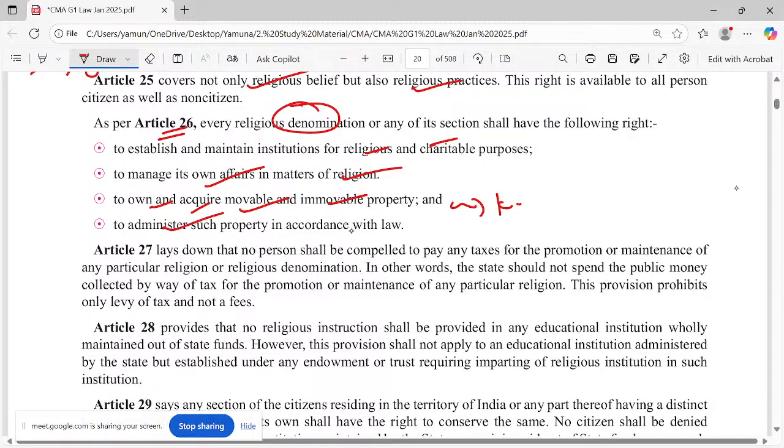And to administer as per your law. Okay. Article 27, yes, paying taxes for the promotion and maintenance of particular religion. அதுக்காக நோ பர்சன், இதுவும் அந்த பாரதி கேஸ், டாக்ஸ் பே பண்ண வேண்டாம்னு சொல்லு. Then Article 28, no religious instructions shall be provided in any educational institution wholly maintained out of state funds.